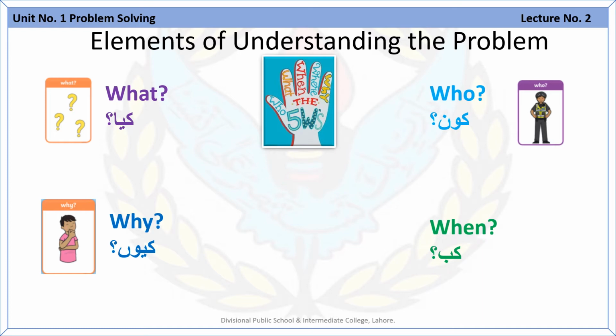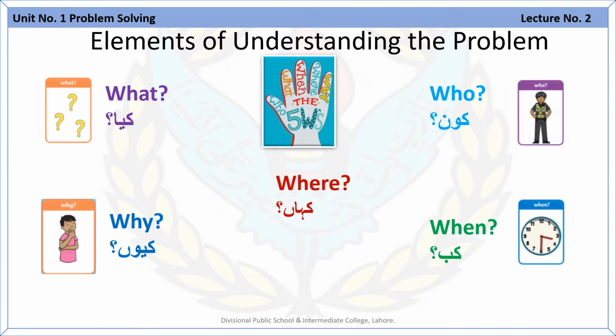Fourth W is when? Kab? Having an understanding of the time of occurrence could help in solving the issue or problem. The last is where, kahan. This element is used to pinpoint the location or place involved. It could be helpful in identifying the people and other things present at that location, which may have contributed to the occurrence of an issue or problem.